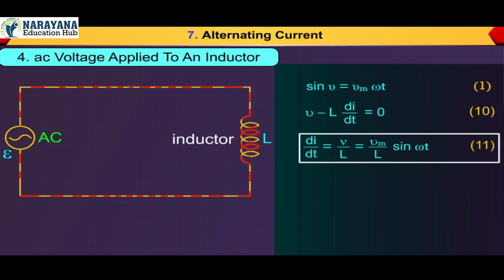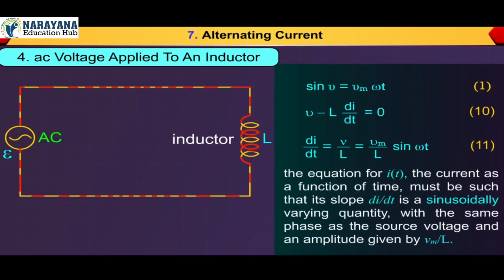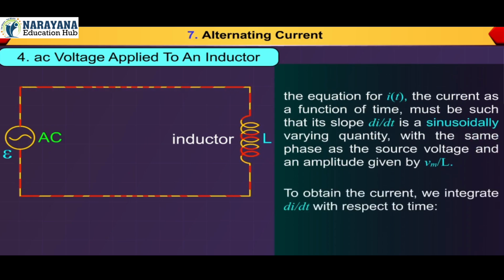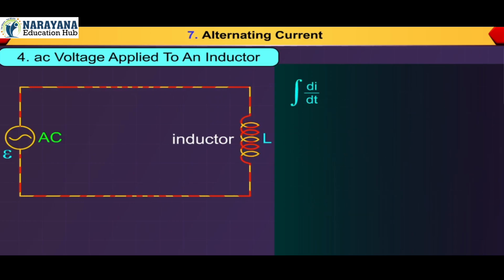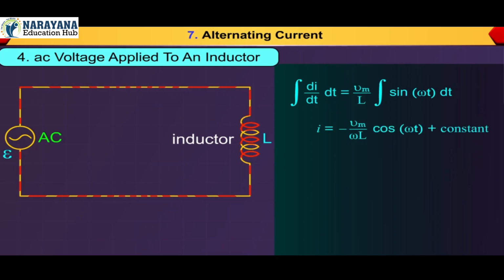Equation 11 implies that the equation for i(t), the current as a function of time, must be such that its slope di/dt is a sinusoidally varying quantity with the same phase as the source voltage and an amplitude given by Vm/L. To obtain the current, we integrate di/dt with respect to time: ∫(di/dt)dt = (Vm/L)∫sin omega t dt, so i = −(Vm/omega L) cos omega t + constant.